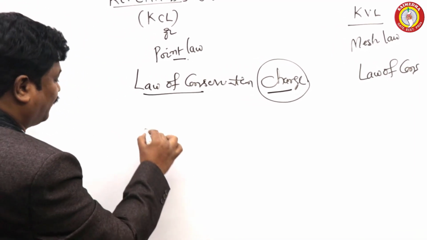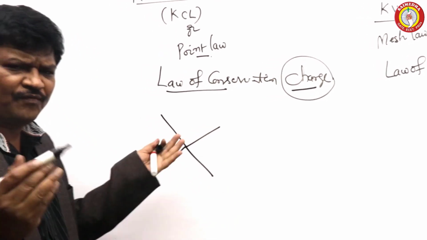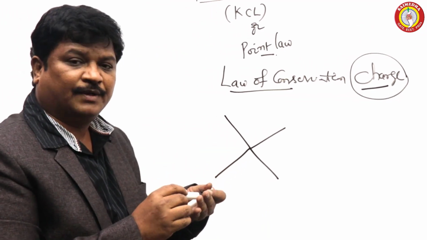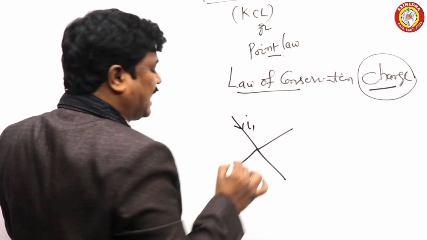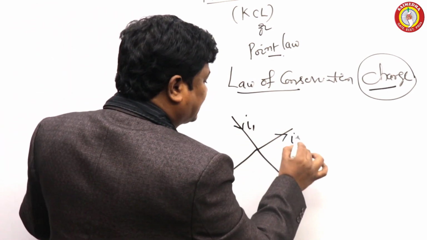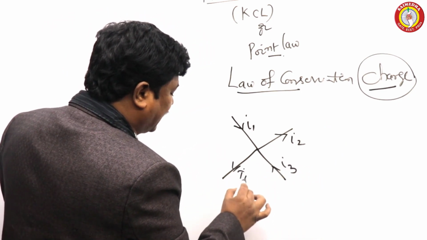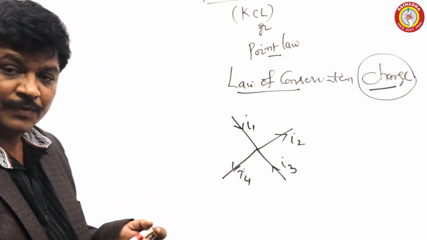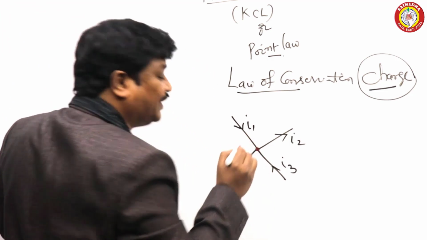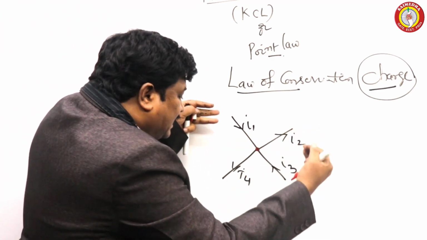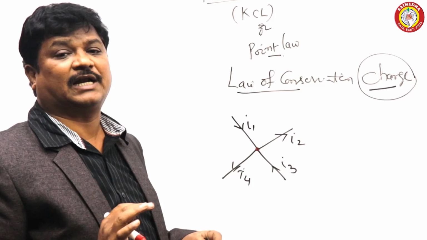For example, we have a number of branch elements here, may not be 4, 5, 6, whatever you take. In this case, the current coming is I1 and current leaving is I2. Current coming is I3, current leaving is I4. What is the conclusion? What is the current at this junction? It is 0, because whatever currents are incoming into the node must leave from that node. That is Kirchhoff's current law.